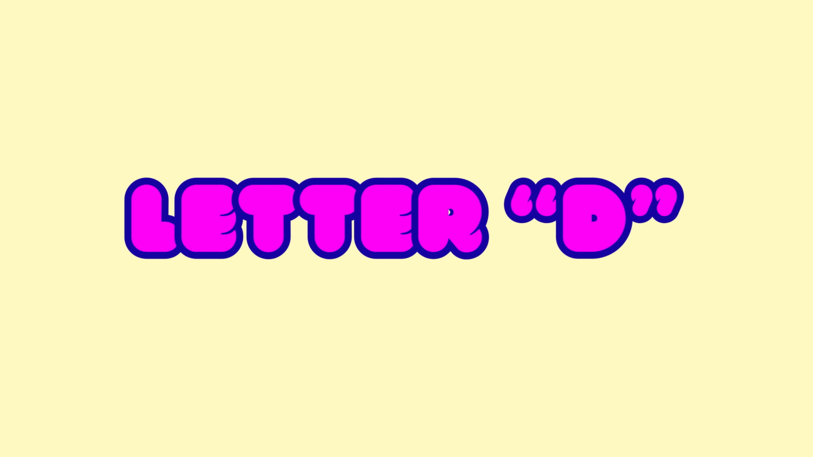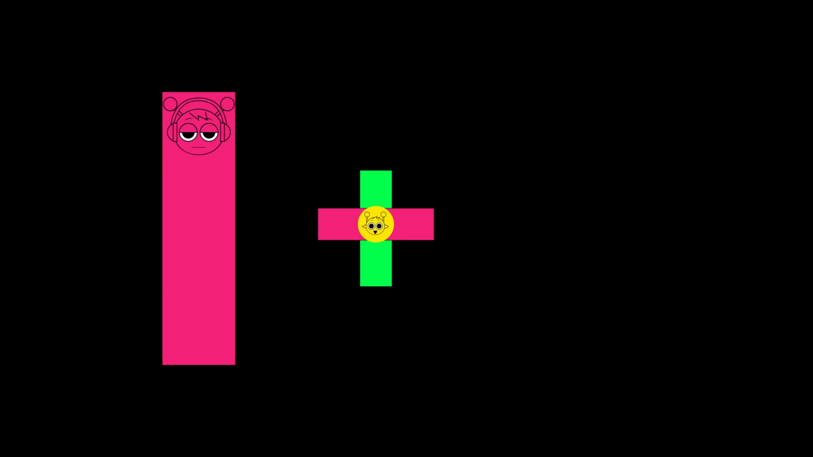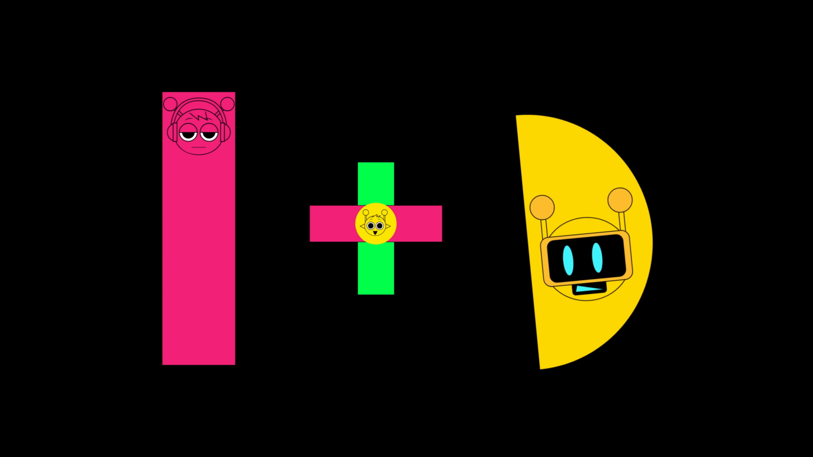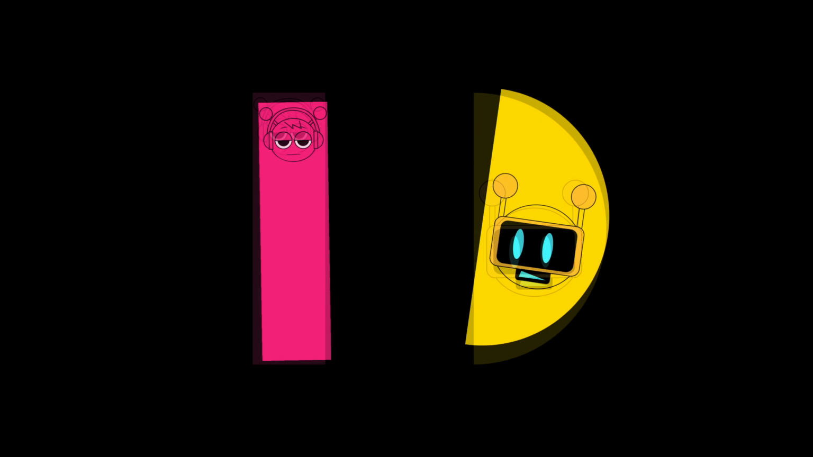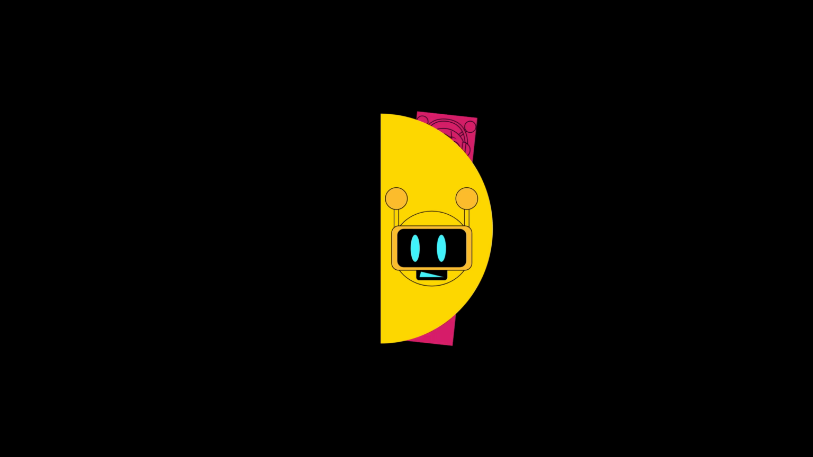Next, make the alphabet letter D. Rectangle. Plus. Semicircle. Look at the rectangle and the semicircle. When we put them together, they make the letter D.